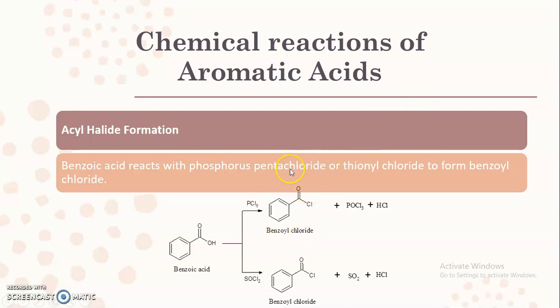As we know, this benzoyl chloride is one of the important chemical intermediates or reagents that is used in many types of reactions. That's why this reaction is considered important, because it shows how to prepare benzoyl chloride from benzoic acid. This is a very common method used for the preparation of benzoyl chloride from benzoic acid. Here we carry out the replacement of the hydroxyl group with chlorine in the structure of benzoic acid. So this is our today's first chemical reaction, that is acyl halide formation.